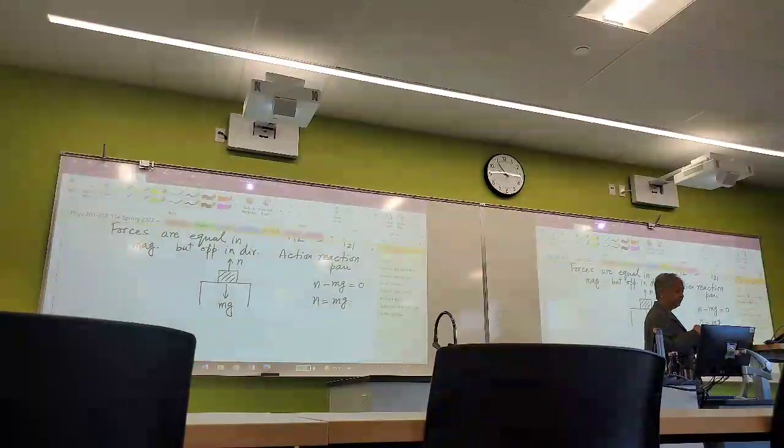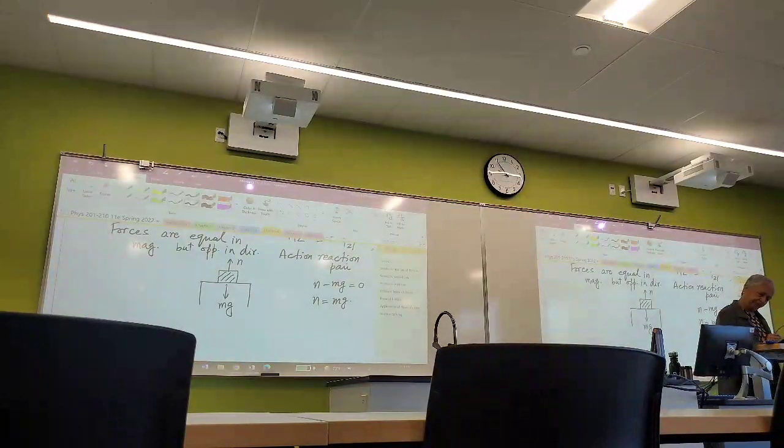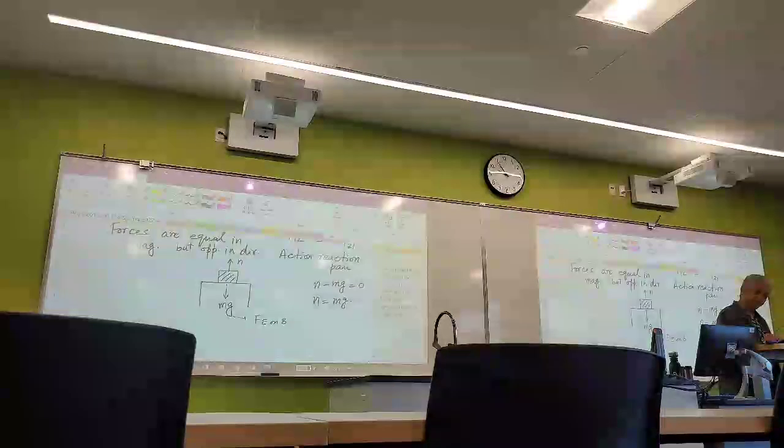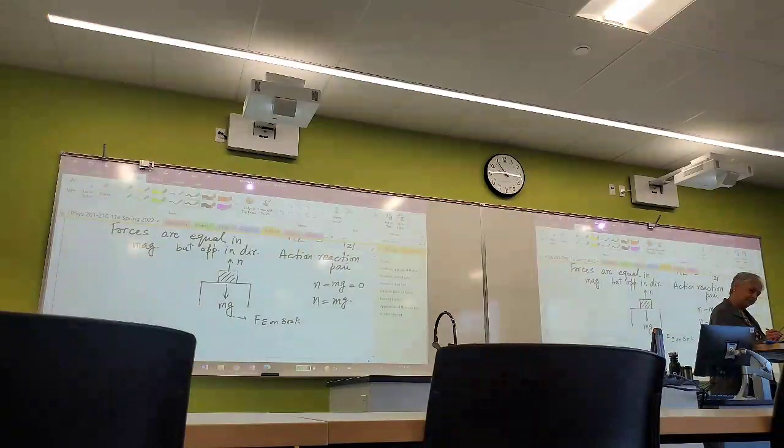How will you write mg? Force of earth on? Okay. Is this the force of earth on the book? Right? How would you write normal force? Table on book. Table on book? Are they action-reaction here?